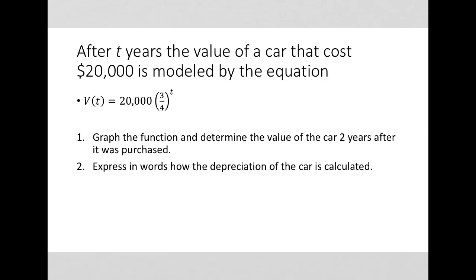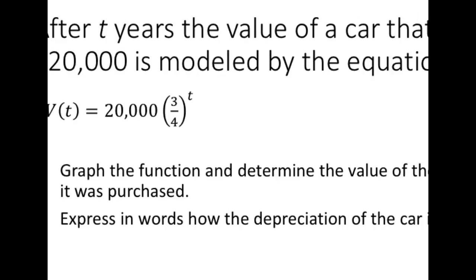So slightly different problem here, getting away from half-life momentarily. We have a function here that's telling us the depreciation of a car. So after t years, the value of a car that cost $20,000 initially is modeled by this equation, v of t equals 20,000 times 3/4 to the power of t. Graph the function and determine the value of the car 2 years after it was purchased, and then express in words how the depreciation of the car is calculated. Let's do that first.